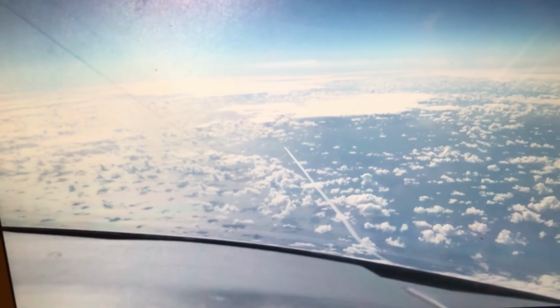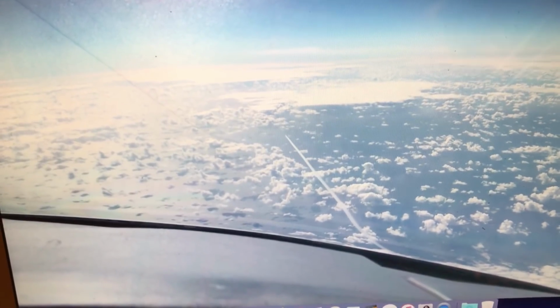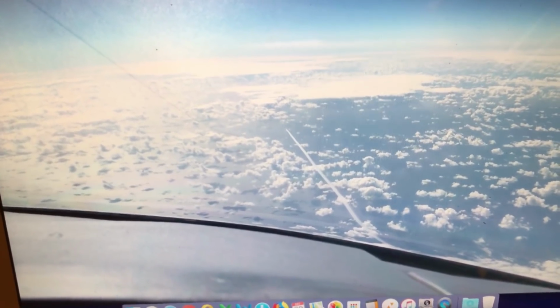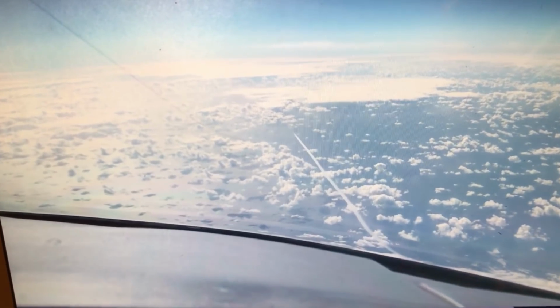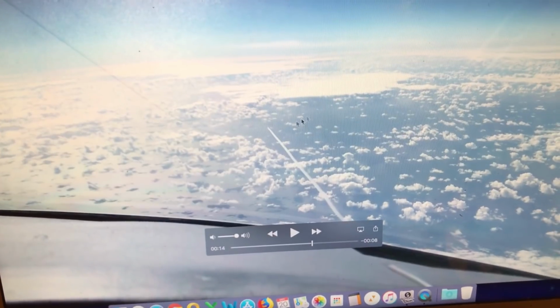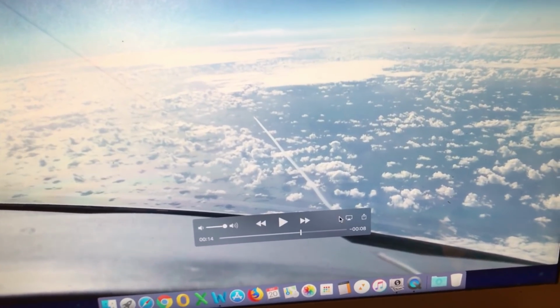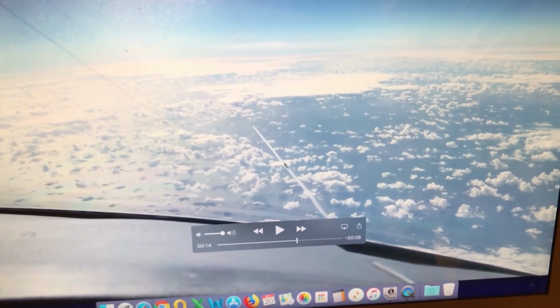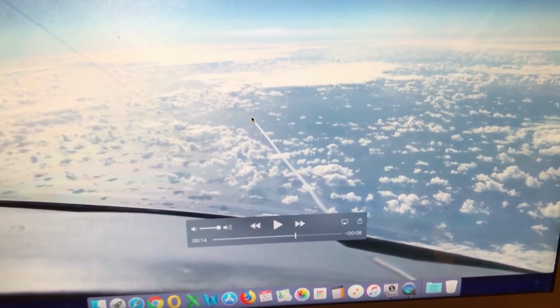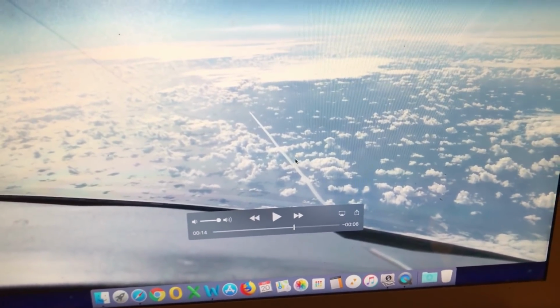So the next part of the video is just a series of clips taken from different flights over the last month, and looking at vapor trails from the air, what they look like. The vapor trail in this one was on a Qantas aircraft when we were heading across from Sydney to Perth, and we were significantly higher than the Qantas aircraft, as you can see.